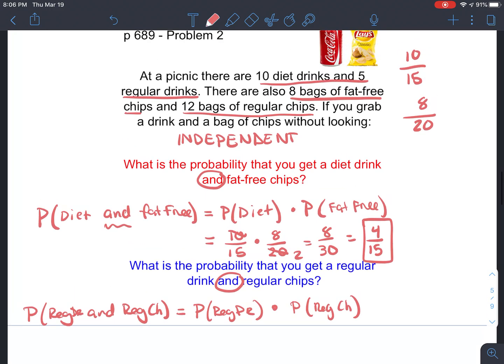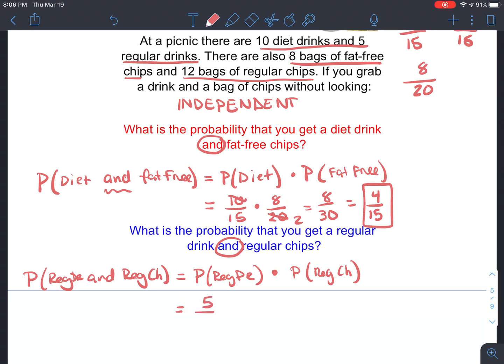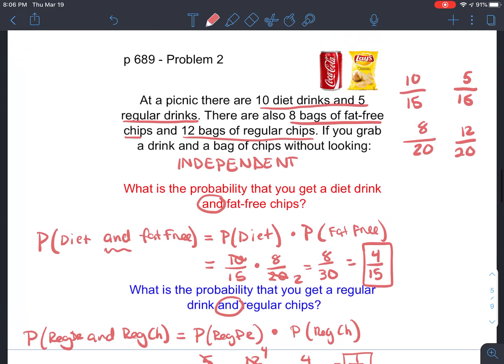Okay? So we're going back up here to the question. What's the probability of pulling a regular drink? Well, again, there's 15 total. 5 of them are regular. So my probability here is 5 over 15. And for the chips, there are 12 bags of regular chips out of a total of 20. So my probability of pulling regular chips is 12 over 20. Now I multiply. I'm going to cancel here with 5s. I'm going to cancel here with 3s. 4 over 5, so that gives me 4 over 20, which I can now reduce to 1/5. So the probability of pulling a regular drink and a regular chips is 1/5.